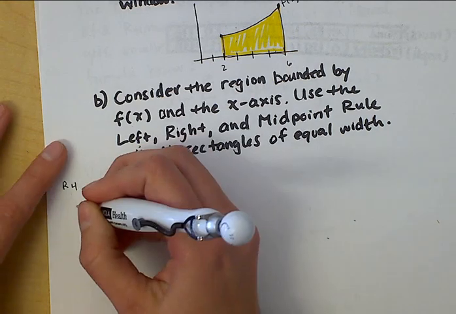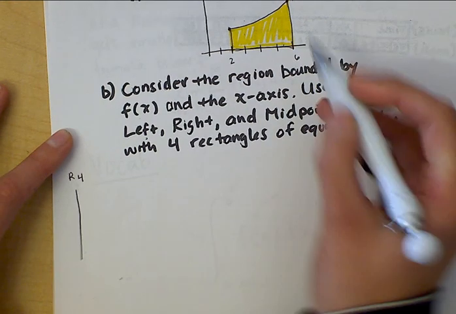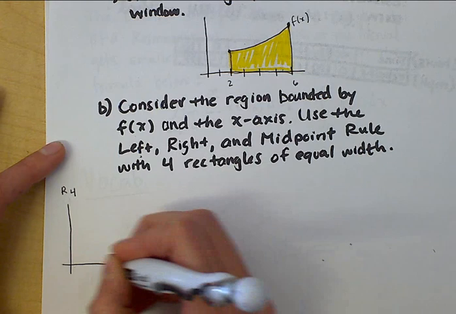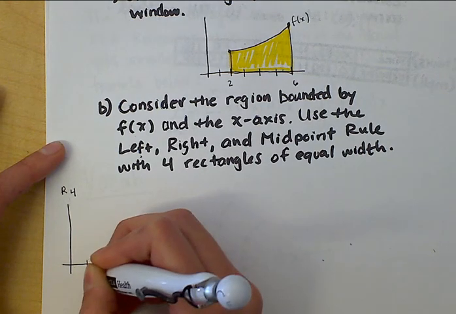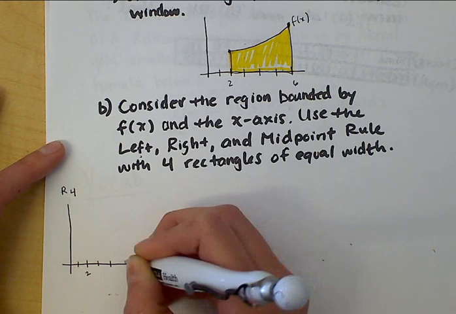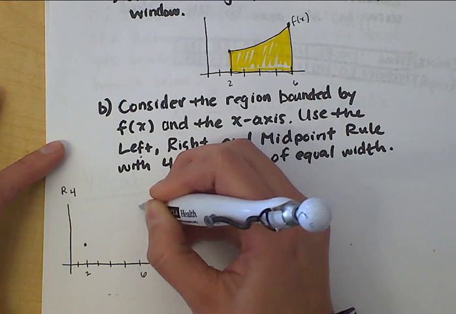I'll start with a sketch. So my sketches are all going to use this as the foundation. So 2, 1, 2, 3, 4, 5, and 6. Start low, increase, concave up.